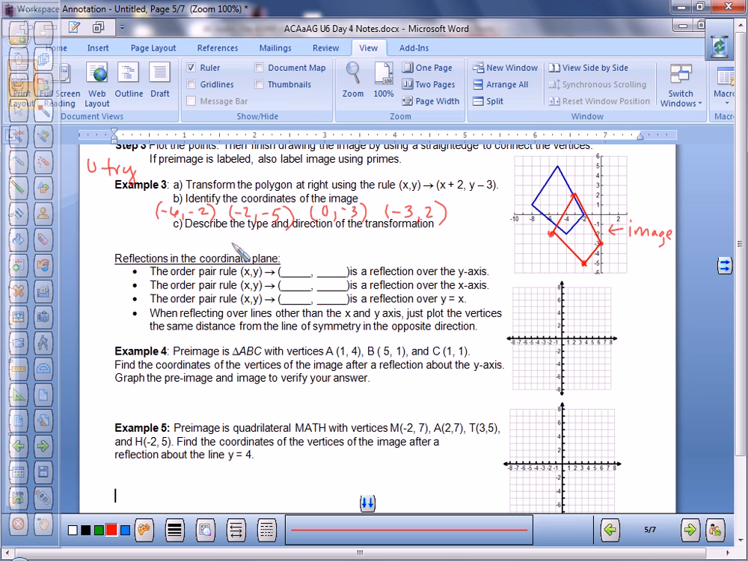Good. All right, describe the type and direction of the transformation. Well, this was a translation, right 2 units, down 3. That first example was down 1. That's where you got it from.